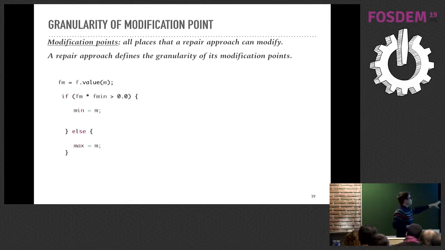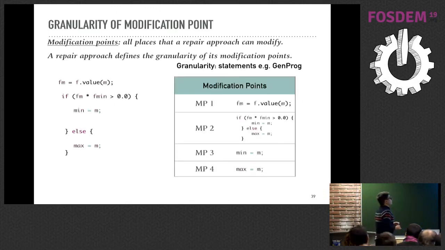Imagine that we have this code that has a bug. There are some approaches that work at the level of statements. That means that each modification point will be one statement. Then the repair approach will transform each modification point. That means, in the case of statement, you will replace, remove, or add another statement. That means that the granularity at which a repair approach works is a statement.